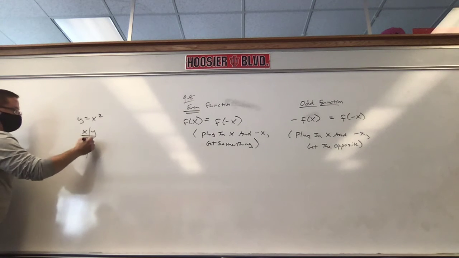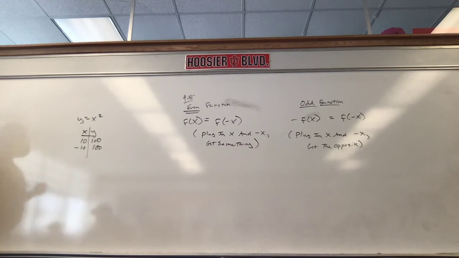10 squared is 100. Negative 10 squared is 100. Did I just prove that it's an even function? Yes. Why do you say that? Because you have 10 and then 10's opposite and they both do the same thing. Okay, I'm glad he said that, okay?